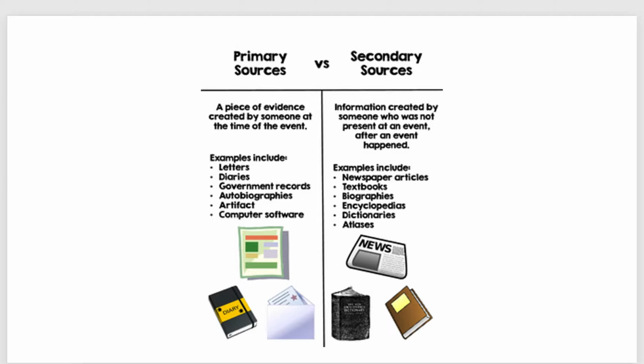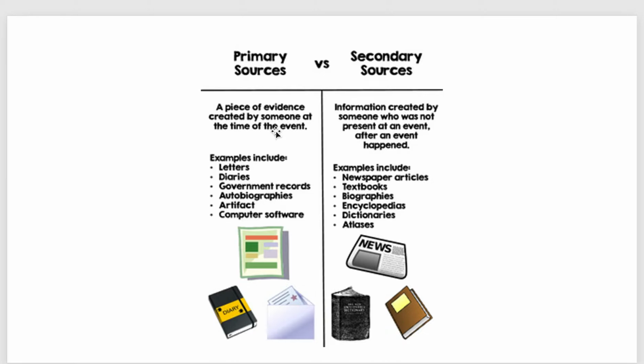So an example of this would be somebody writing a letter, a diary entry, a government record of, like, a marriage or a criminal act, an autobiography, meaning they wrote about their own lives, or an artifact, so perhaps a shoe or a mirror or a brush or a piece of computer software. So again, it's created by someone at the time of the event. It's happening right now. I'm creating it at the exact same time.